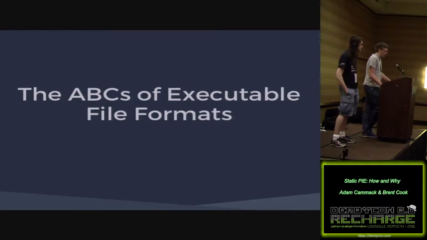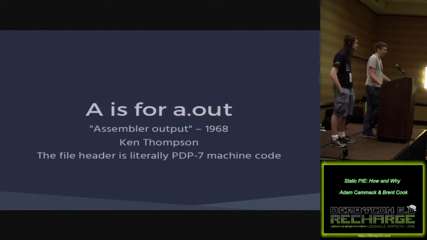One of the oldest that's still kind of in use today is called A.out. A is for A.out. And it actually stood for assembler output. I actually used to think it meant like, A.out, B.out, C.out, whatever. But yeah, actually Ken Thompson used it in 1968. And the header for it is literally PDP-7 machine code so that you could just simply jump into it. So it really didn't have much of a structure. And that's the reason why a lot of Linux distros in the mid-90s all switched away from this. But hey, this is what sort of formed the basis of the original Unix code.